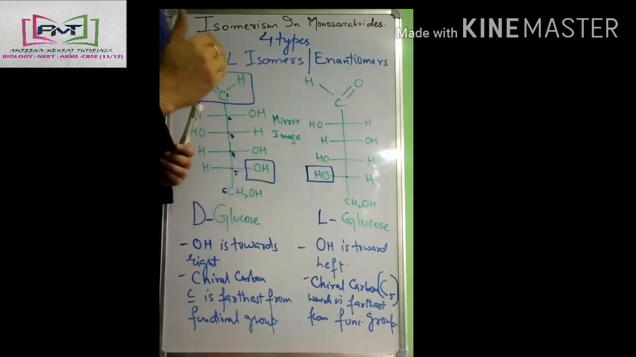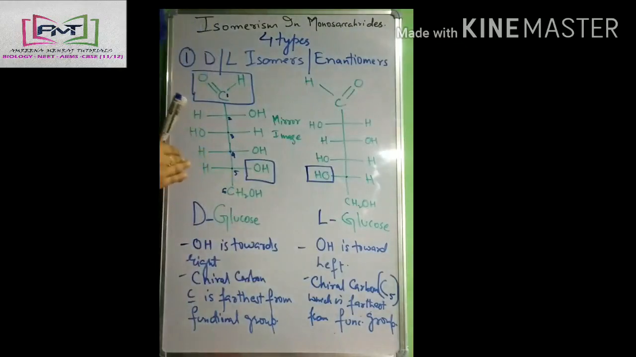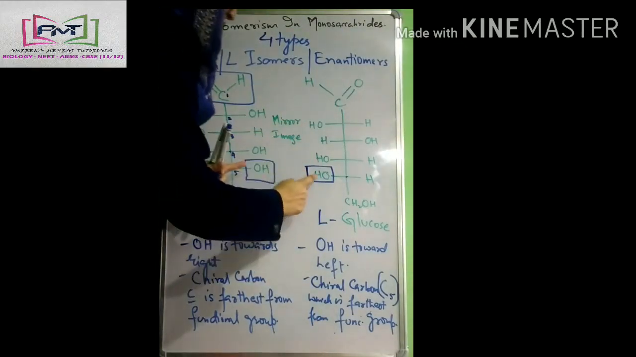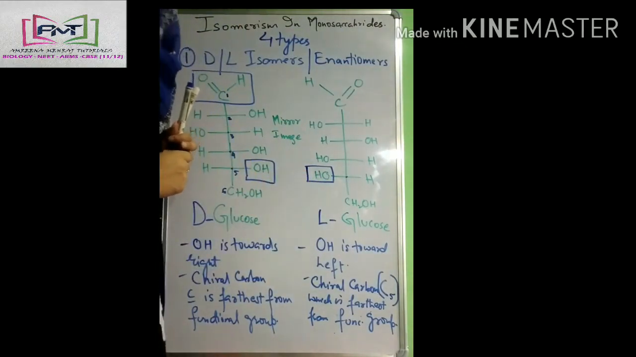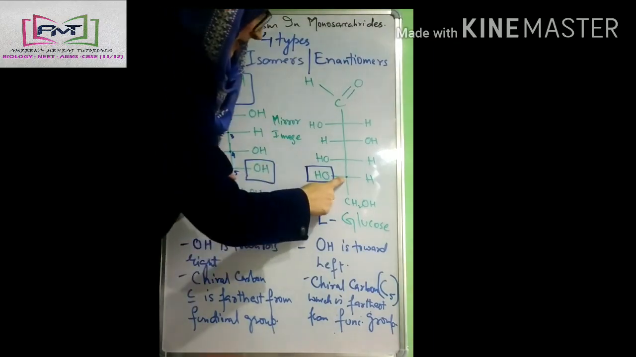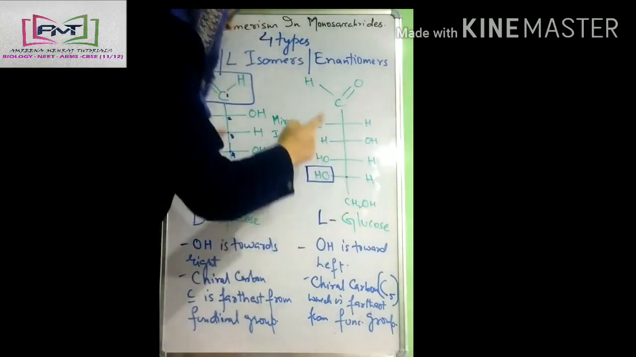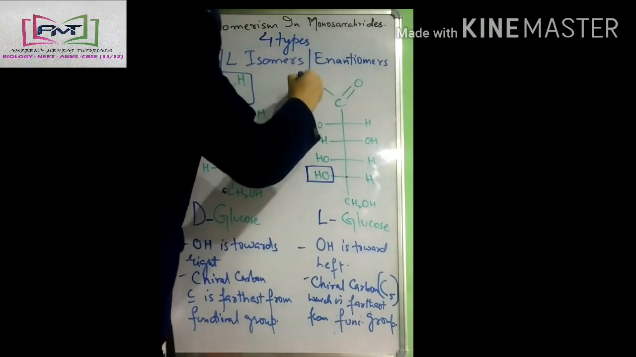So enantiomers are those isomers which differ in the arrangement of hydroxyl group around the chiral carbon, which is farthest from the functional group.